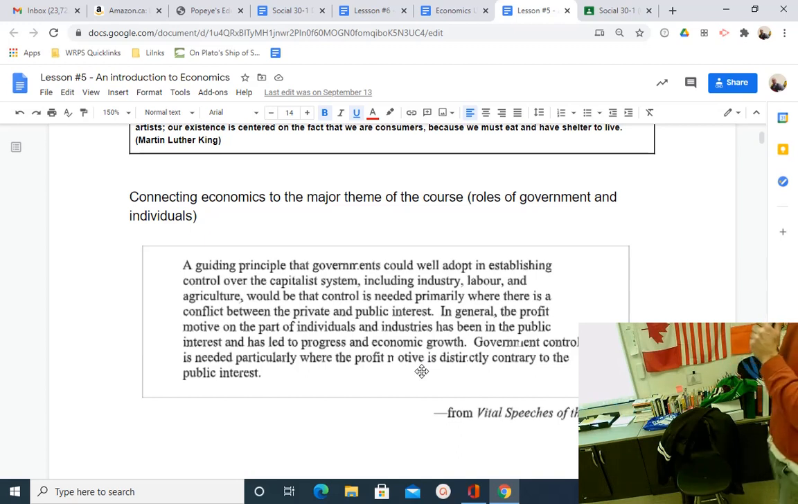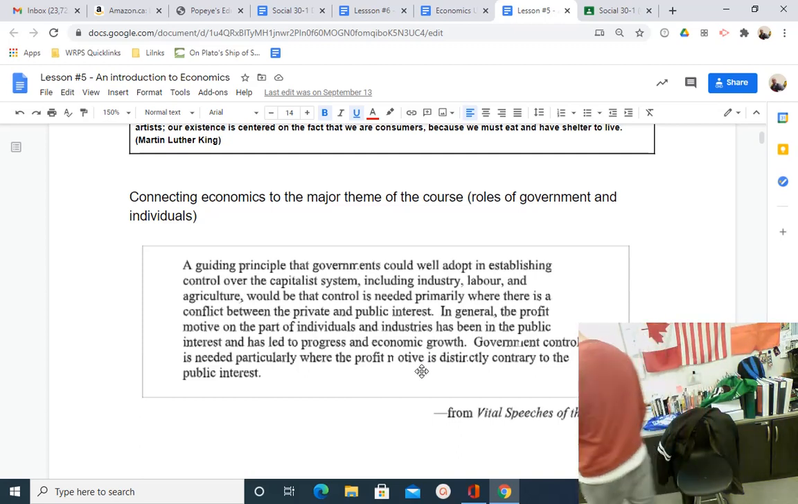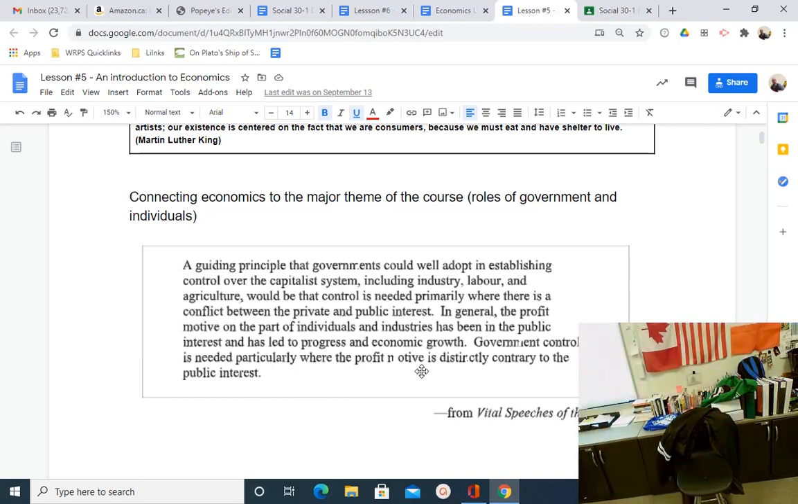In general, the profit motive on the part of individuals and industries has been in the public interest and has led to progress and economic growth. Government control is needed particularly where the profit motive is distinctly contrary to the public interest. It's a great quote, and the reason why it's a great quote is that in essays, people struggle with getting enough argumentation.